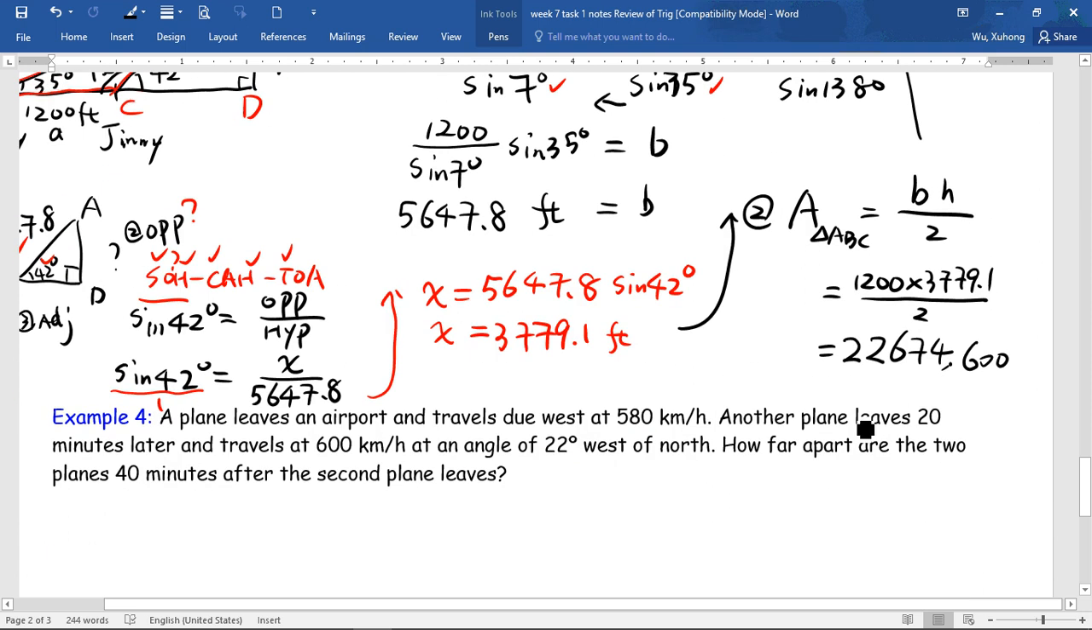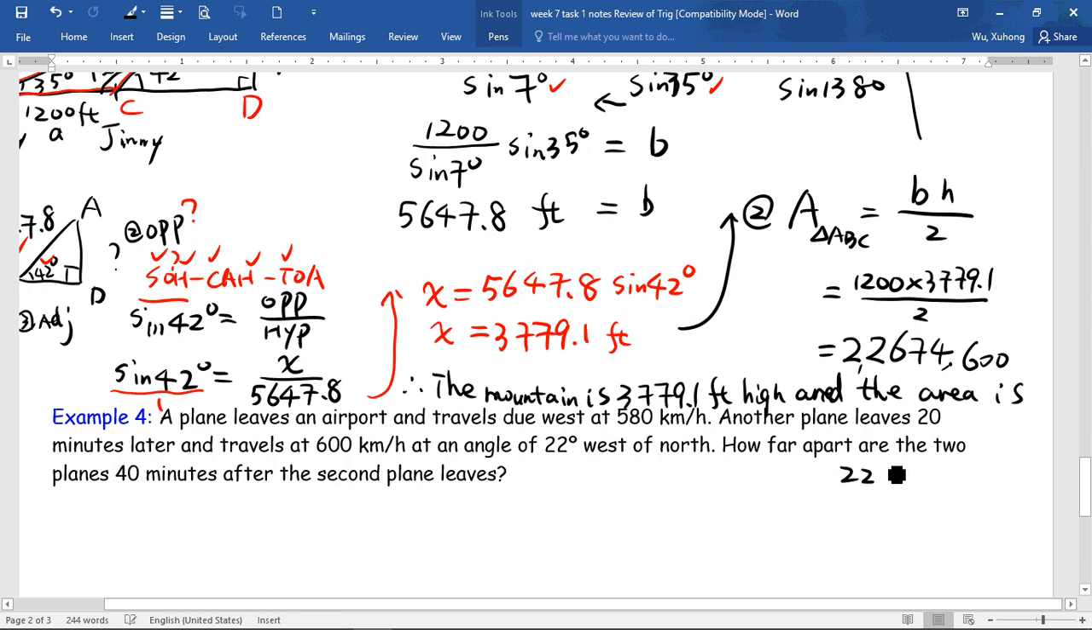So same thing here. Therefore the mountain is 3,779.1 feet high, and the area is 22,674,600 square feet. Okay, this is done for example 4.